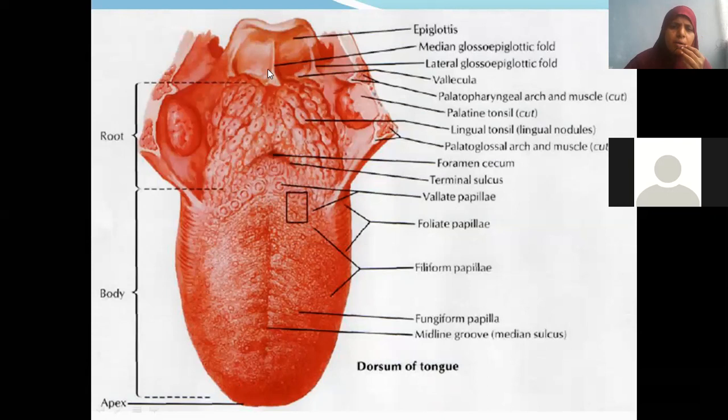Epiglottis, median glossoepiglottic fold, lateral glossoepiglottic fold. These two depressions are valleculae. Singular is vallecula. This is the palatine tonsil. What are these two folds called? I have been telling you: palatoglossal arch with palatoglossus muscle, palatopharyngeal arch with palatopharyngeus muscle. If you know these features, you can write the maximum part of the tongue.